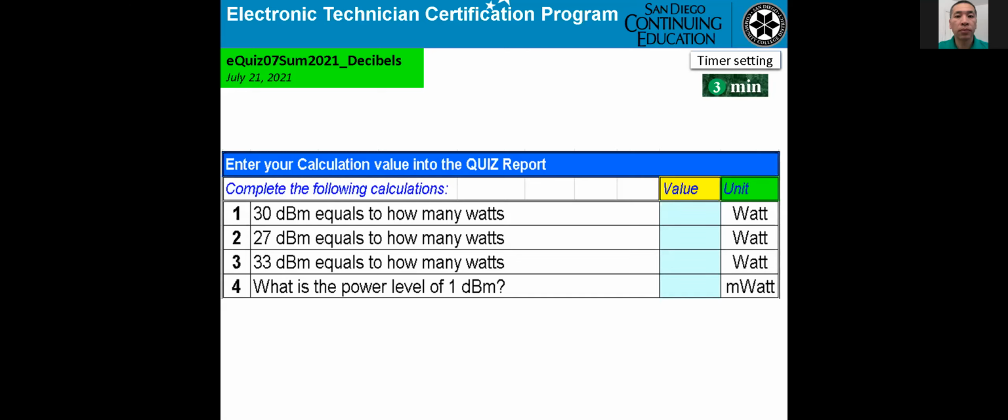So on question number 4 on your answer sheet, they said watt as a unit. Make sure the answer is in milliwatt, okay?